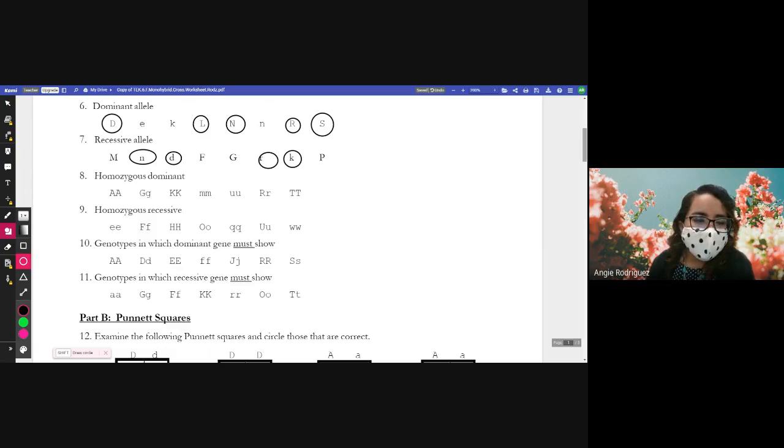Okay, number 8. It's asking for homozygous dominant. So that means they're going to be the same letter and they're going to be capitalized. So what am I going to start to circle here for 8? Same letter, capitalized. So big A, big K right here, and big T. Make sure that you emphasize or you say whether it's small or big, okay?